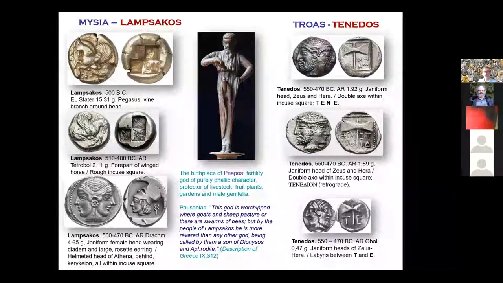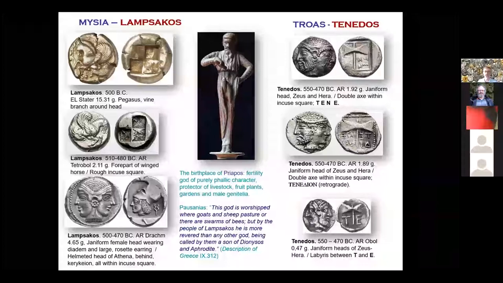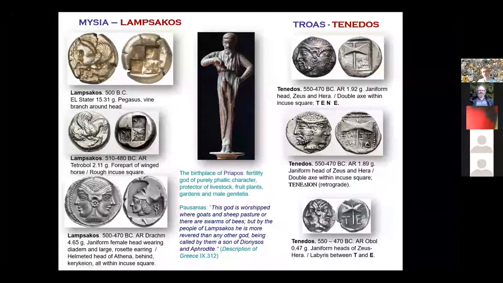Tenedos from the beginning adopted Zeus and Hera's heads, Janiform heads. And you can see the archaic, rigid designs of the faces on all three coins. Apparently they were struck in different periods within maybe 50 years.